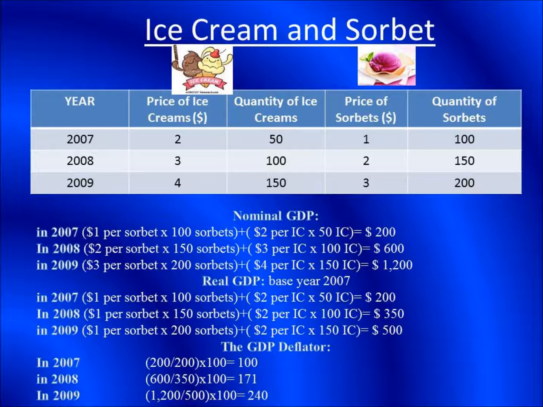The GDP deflator is a measure of the price level calculated as the ratio of nominal GDP to real GDP times 100. It tells us how much of the rise in nominal GDP is attributable to a rise in prices rather than a rise in the quantities produced. This chart compares two similar items, ice cream and sorbet. As shown in real GDP, the base year in 2007 remains the same, while the quantity changes.